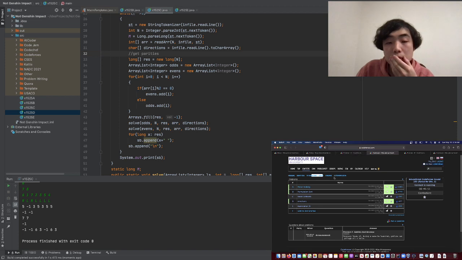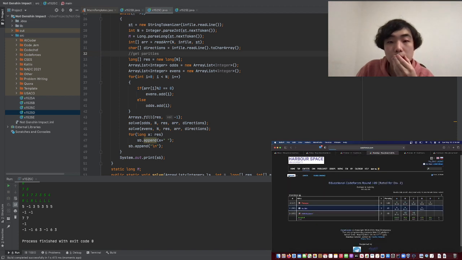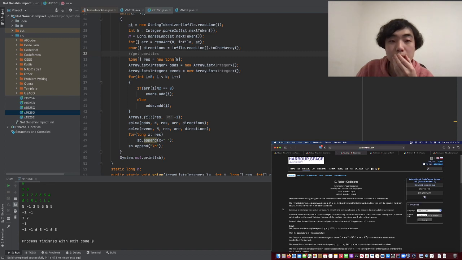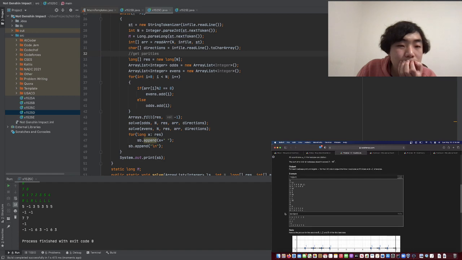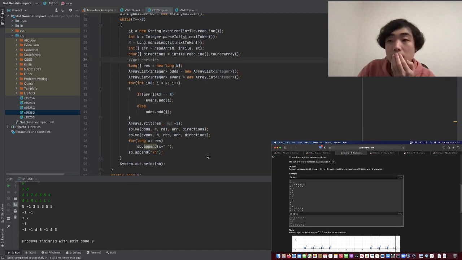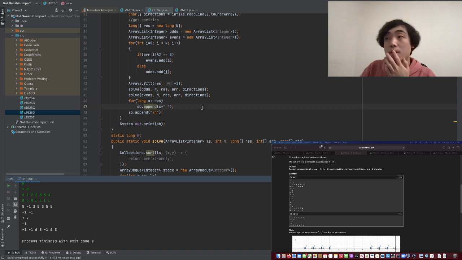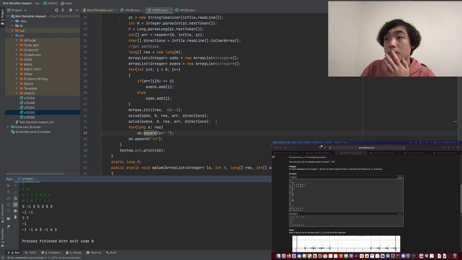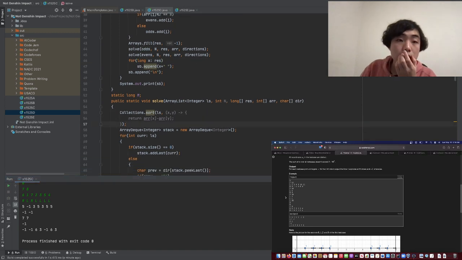Got bugs. Bugs are not good at all. Fortunately, I don't think these are too hard to fix. Negative 1, 7, 7, negative 1. Okay, something weird is happening here. Something real weird is happening.